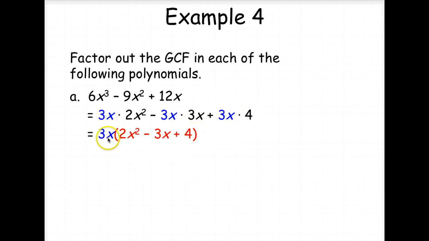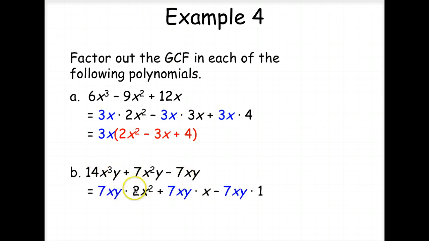So see how we decided what we're pulling out and what stays inside the parentheses. Okay, let's look at another one. What's the largest number that goes into every one of these coefficients? Why, 7, of course. And each one has an x and a y, so let's pull out a 7xy. This term divided by 7xy: 14 divided by 7 is 2. X to the third divided by x leaves x squared, and we've pulled out the y. If we pull out a 7xy here, all it leaves is an x. Pull out a 7xy, we've got a negative 1. That leaves 2x squared plus x minus 1.